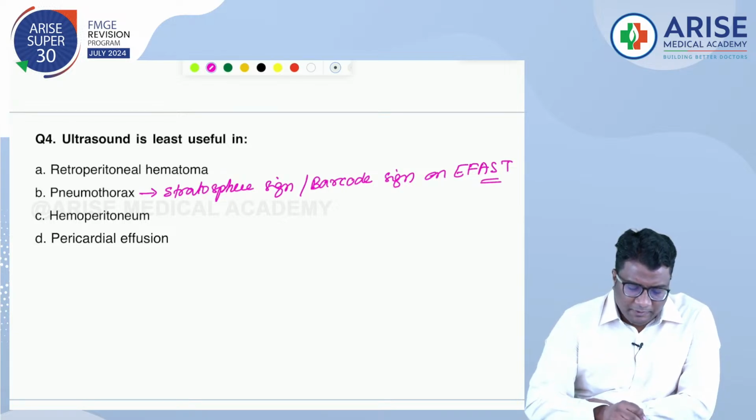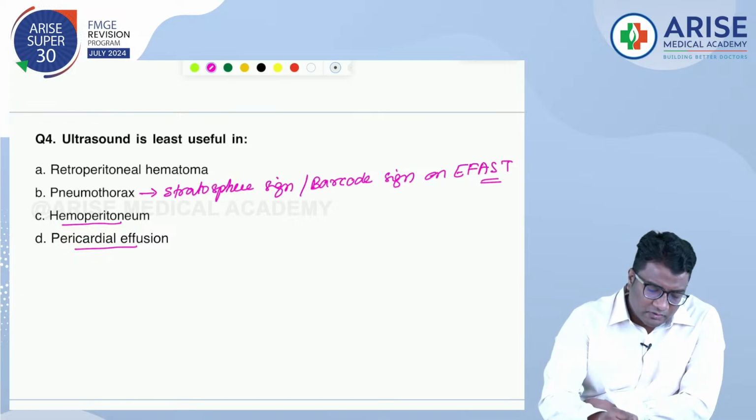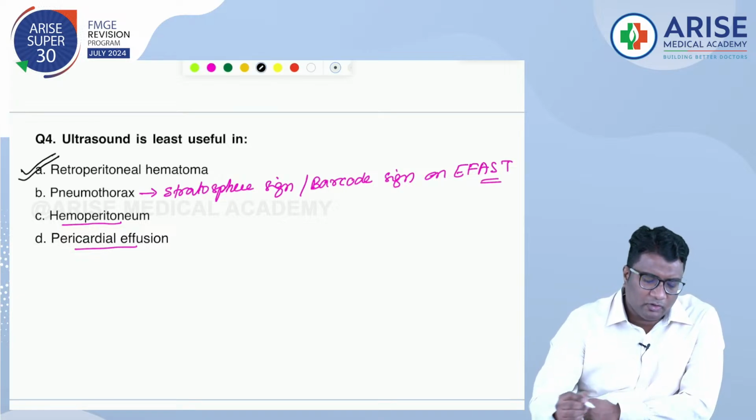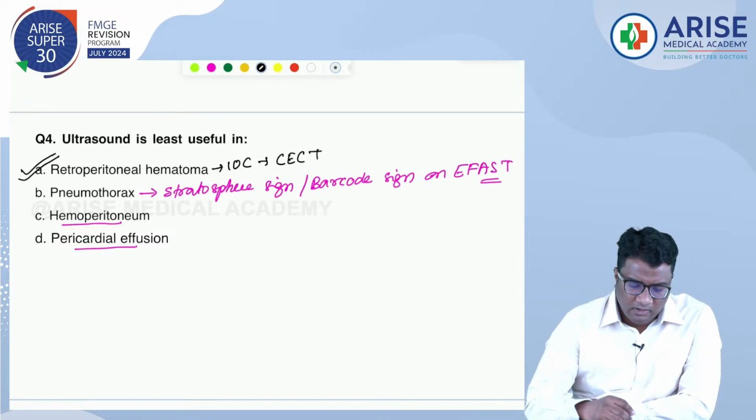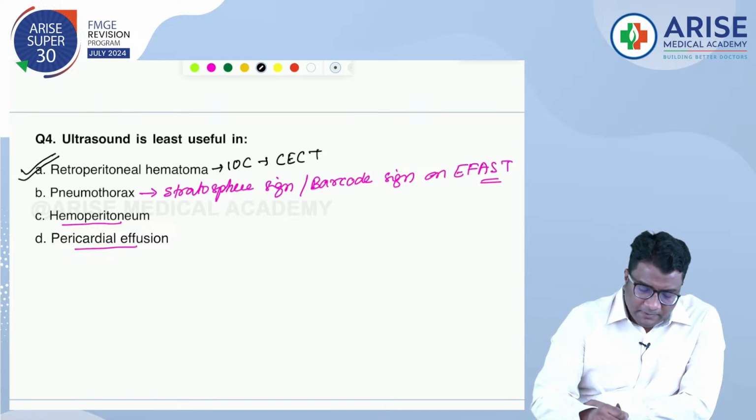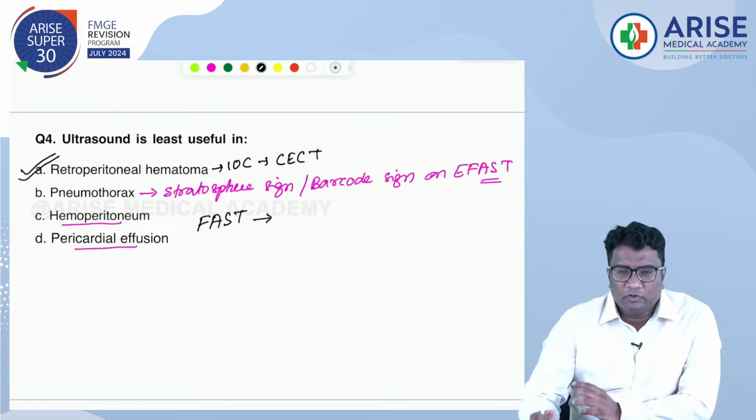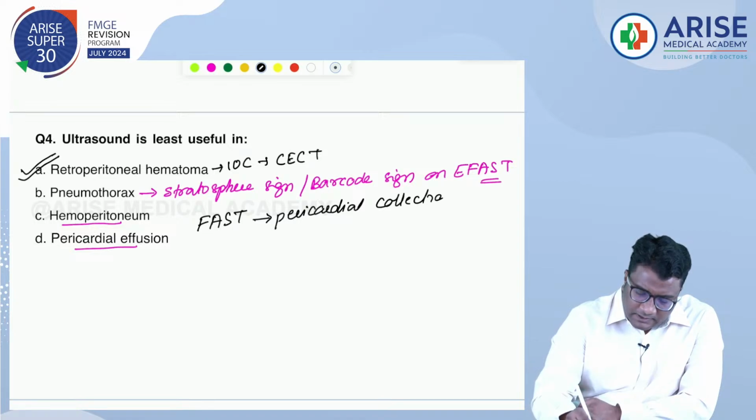And we can see hemoperitoneum, the collections, right? So pericardial effusions by ultrasound. But this is not useful for retroperitoneal hematoma. Retroperitoneal hematoma, the investigation of choice is contrast enhanced CT scan, right? Contrast enhanced CT scan. All the other ones can be detected by ultrasound, that is sonography. Remember, FAST, which uses the 4 views that we have. This is for pericardial collection and hemoperitoneum.